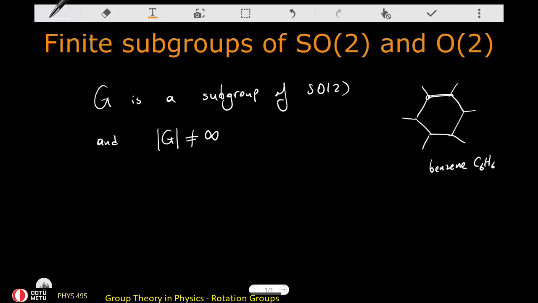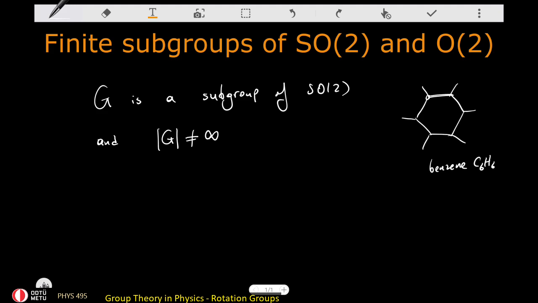All right, we are going to start describing the finite subgroups of SO2 and O2. Let me repeat again why we need this, because for applications like molecules, for example, molecules like benzene, we describe the symmetry as a subgroup of the rotation group. But in all of these cases, at least in most of these cases, the subgroup is a finite group. So it just has some finite number of elements.